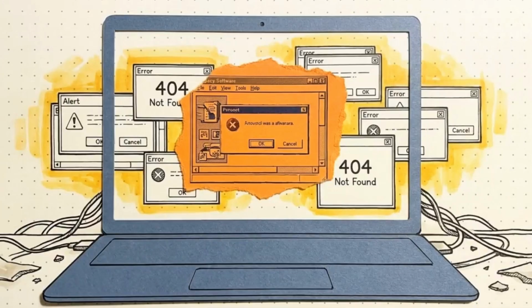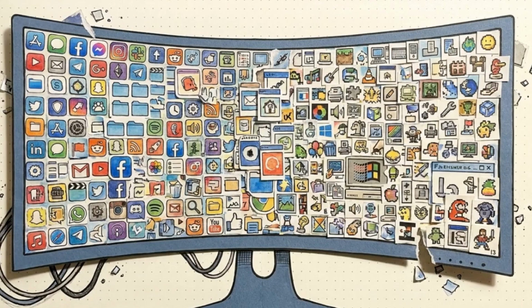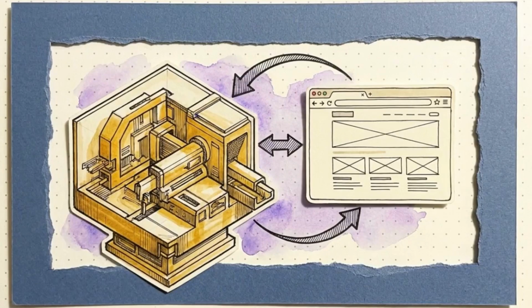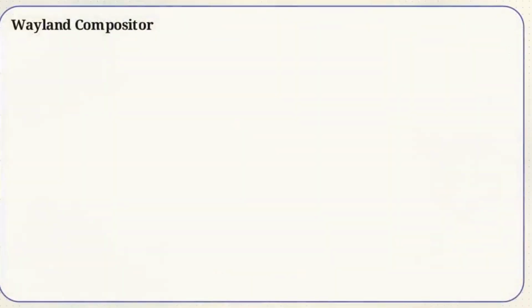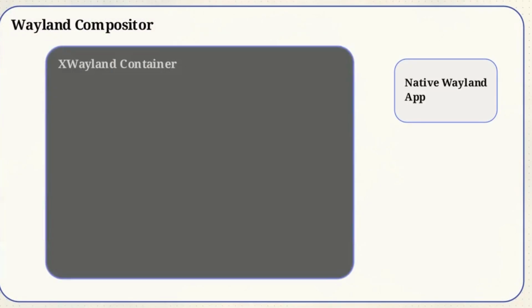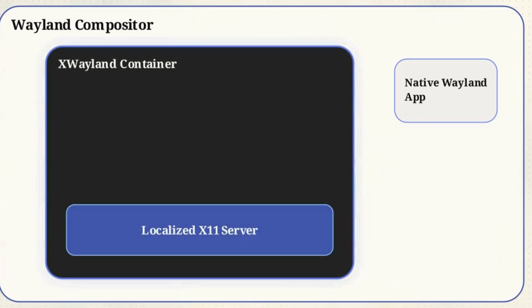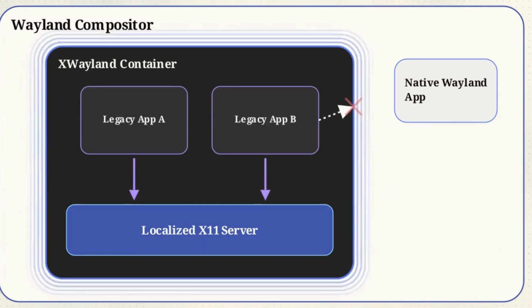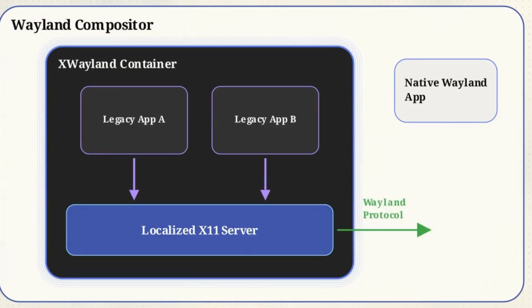The biggest obstacle to this transition is compatibility. Users don't want to lose access to the thousands of Linux applications written over the last few decades. To bridge this gap, developers created XWayland, a compatibility layer that allows older software to run on the new system. This structural diagram shows how it works. XWayland runs a localized X11 server as a standard, isolated client inside the secure Wayland environment. Your legacy apps think they're on a traditional desktop, but they remain safely sandboxed.